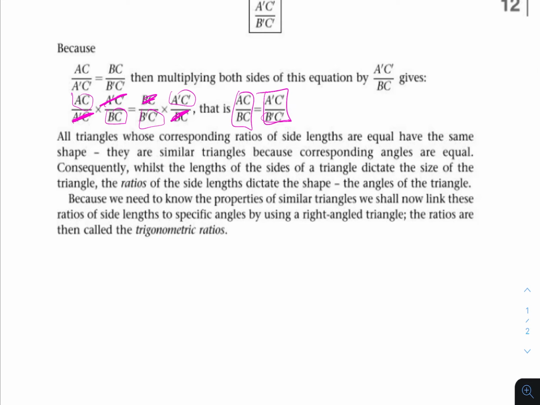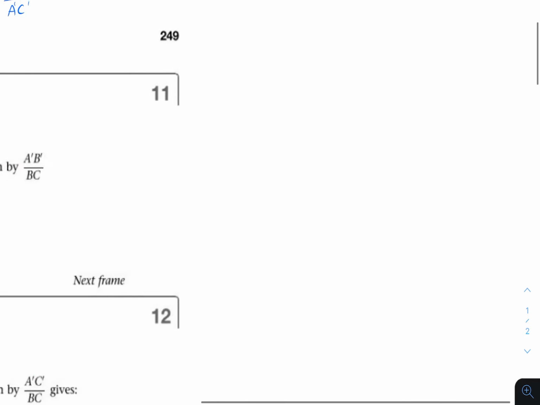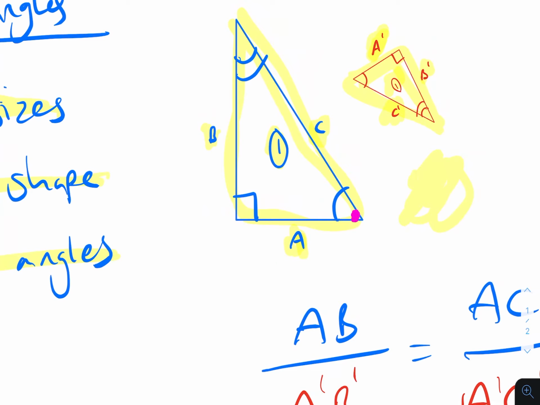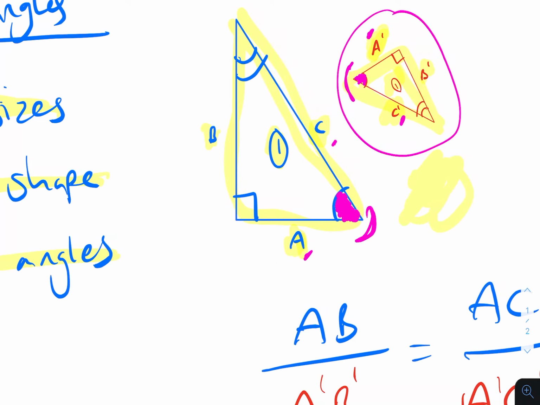So all triangles whose corresponding ratios of side lengths are equal have the same shape. Yep, they are similar triangles because corresponding angles are equal. Right, that makes sense. Again, going back to here, think about it, right? This angle here is going to be equal to the corresponding angle in this triangle. Where's that corresponding angle? I'll give you a second. Here, right? So here you got A, here you got C. The angle between A and C here is going to be equal to the angle of A dash and C dash. These are going to be the exact same angle, right? And the exact same thing for this angle here and this angle here.